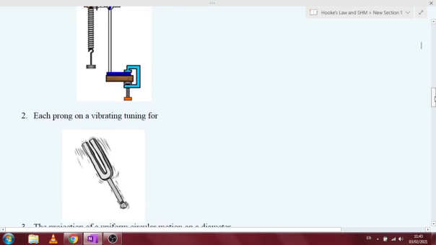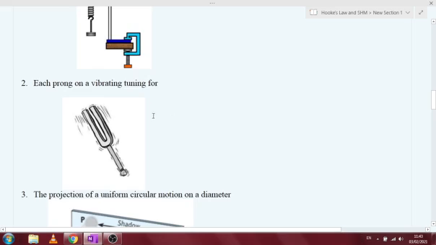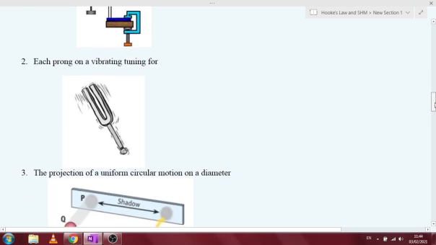Another common example is each prong on a vibrating tuning fork. As these prongs move back and forward, there's that little bit of dampening that appears, so they go back and forth and then they settle back to their equilibrium position, and that back and forth is simple harmonic motion.